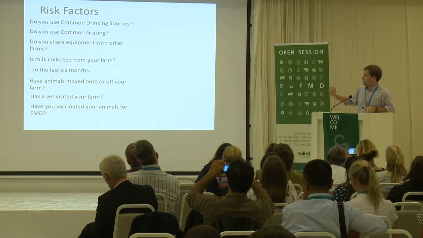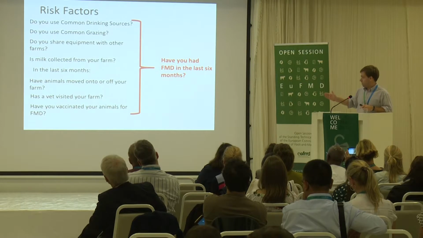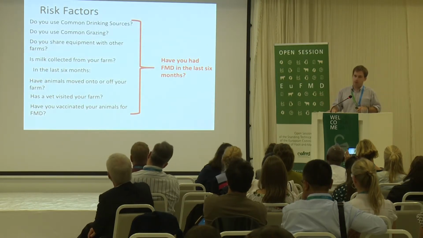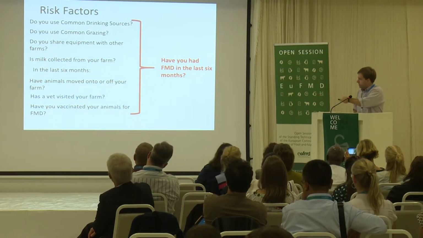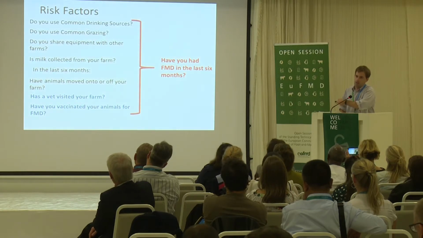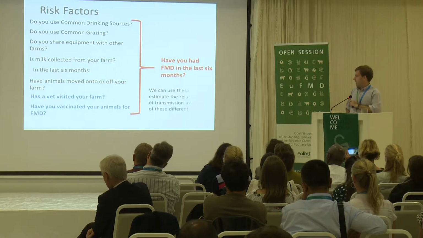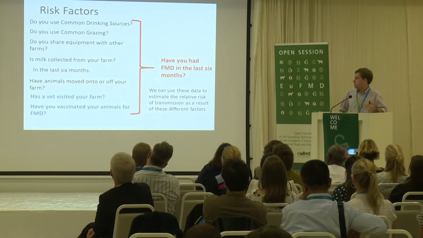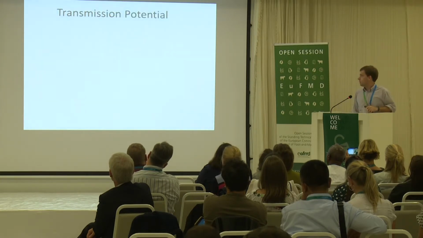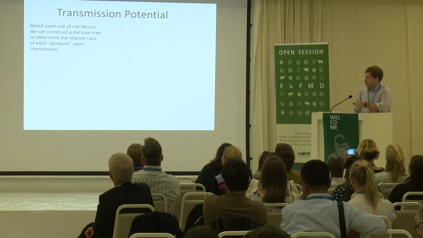All of these are risk factors, but we're really looking for a final outcome, which is, have you had FMD in the last 6 months? So based upon these risk factors, we can identify, hopefully, risk. Now, of course, I'm sure some of you will say there are a couple of these that are probably highly correlated with whether they've had FMD in the last 6 months. And I'm sure that's certainly true. What we can do is use these data to look at the relative risk of transmission across these different risk factors. I'm skating over lots of technical detail, but again, come and talk to me afterwards.